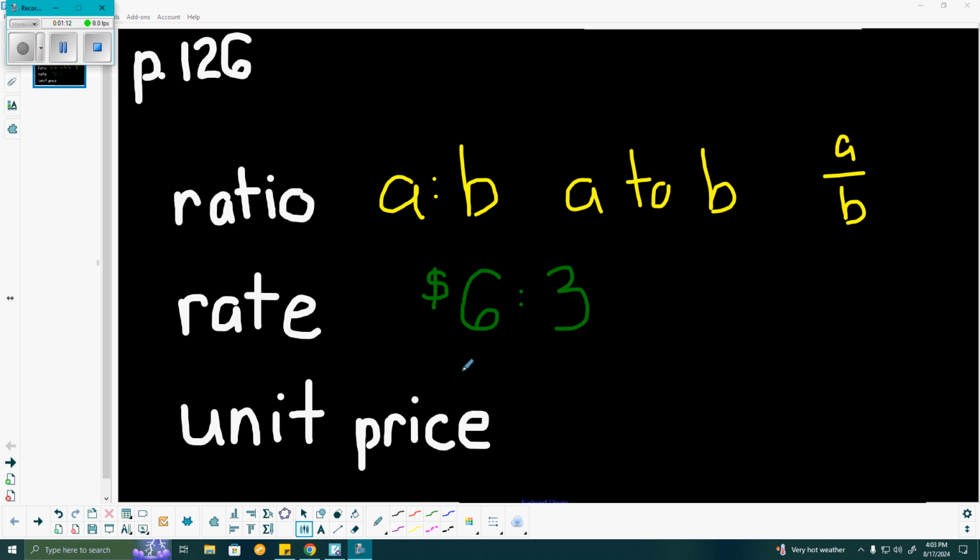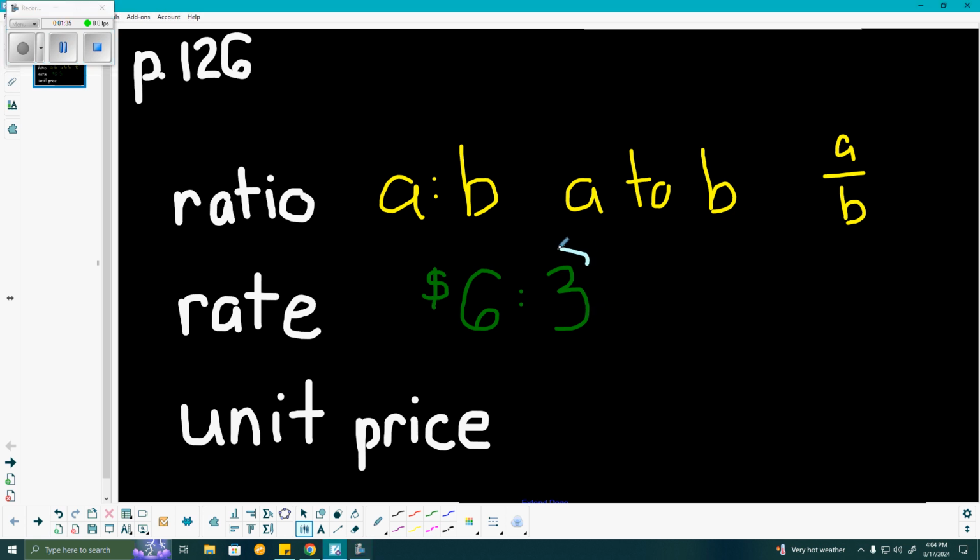A rate is a comparison of 2 different units. So here is an example where you might pay $6 for 3 steaks. Now, if you wanted to figure out the price of 1 steak, you would have to divide these quantities. Since 3 is our item, that's what we will divide first.